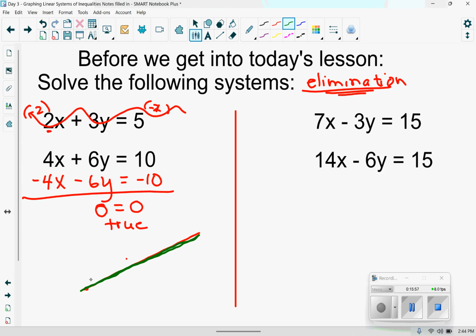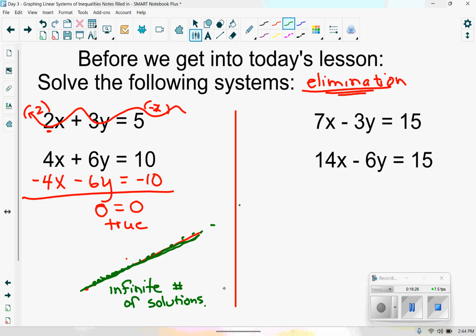If they're the same line, how many places do they intersect? Here and here and here and here and here through eternity. So that means this has an infinite number, or you can use infinity. I'd rather say an infinite number of solutions because you can't count them all. They have an infinite number of solutions.